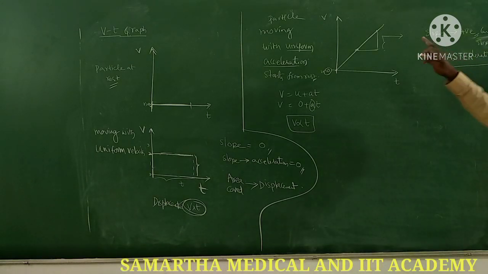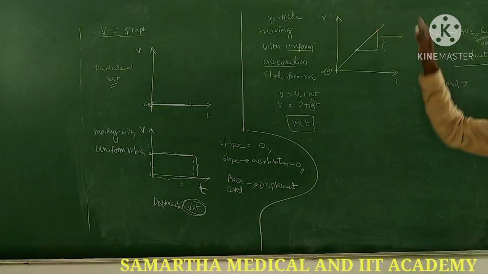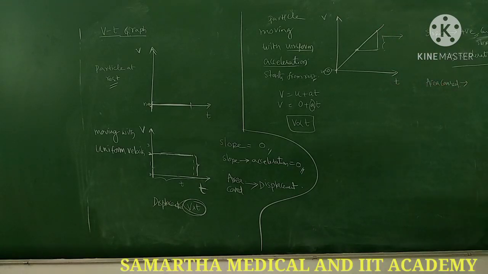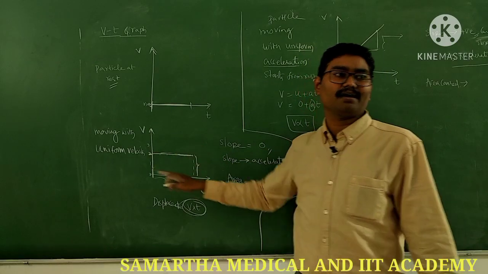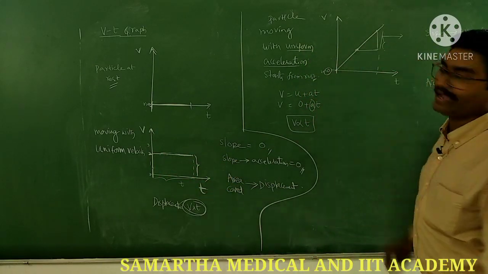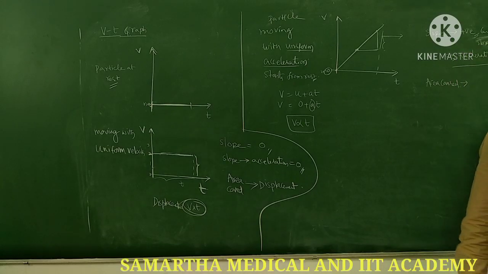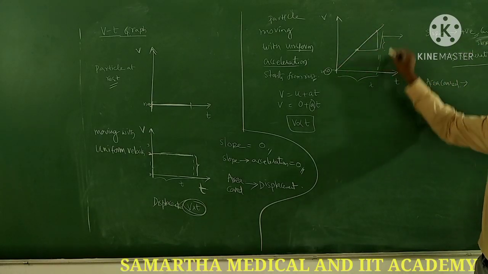Next, area covered. What does it give? Velocity into time. Displacement only. But previously it appeared like a rectangle, so length into breadth you took. But now it appears like a triangle. So how to calculate the area covered under this graph? Half base into height.